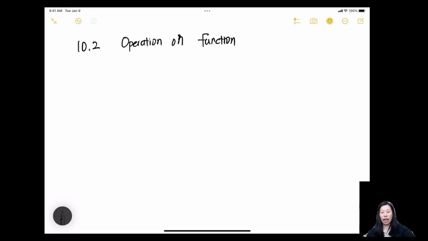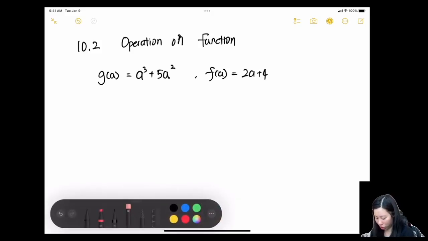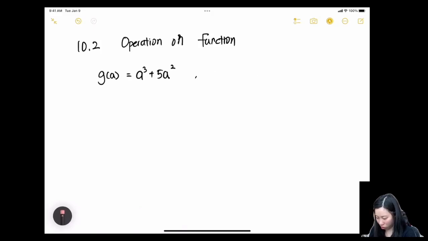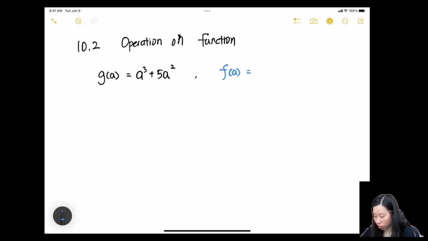So for this video, I'm going to give you some exercises about operations on functions. If I give you two functions, g of a equals a cubed plus 5a squared, and then f of a equals 2a plus 4. Okay, let's use two different colored pens so that it would be easier to distinguish. So I have 2a plus 4.